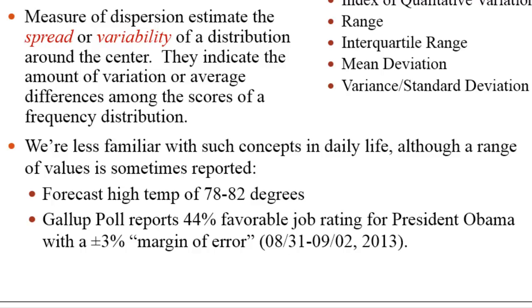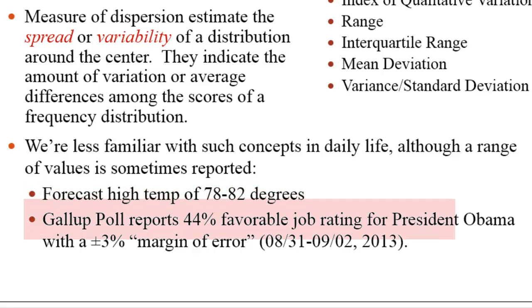There are some exceptions. For example, if you watch the weather report, they tend to report the next day's weather by giving you maybe a point estimate. It'll be about 80 degrees tomorrow, and then a range of values, probably between 78 and 82 degrees.